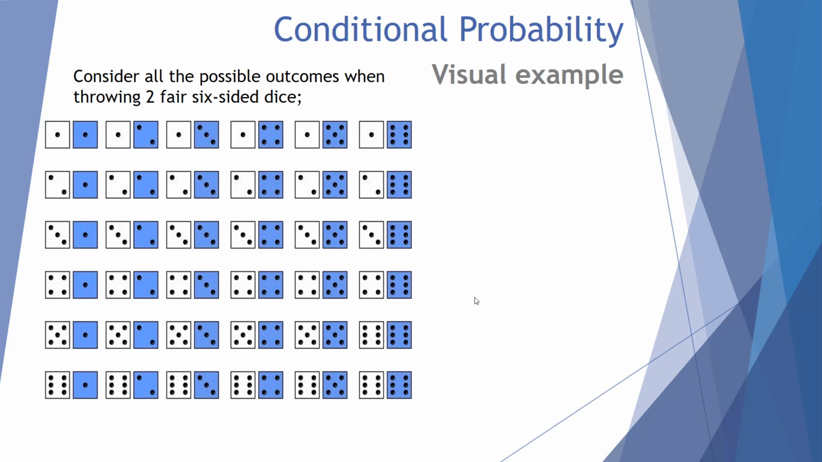So in this video we'll be looking at three different scenarios. One is visual examples. The second is where we'll look at Venn diagrams, and the third is where we look at two-way tables. Consider all the possible outcomes when throwing two fair six-sided dice.